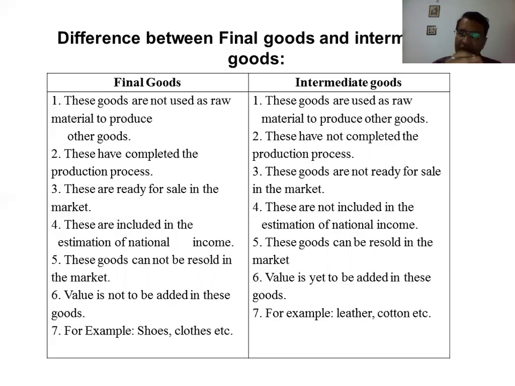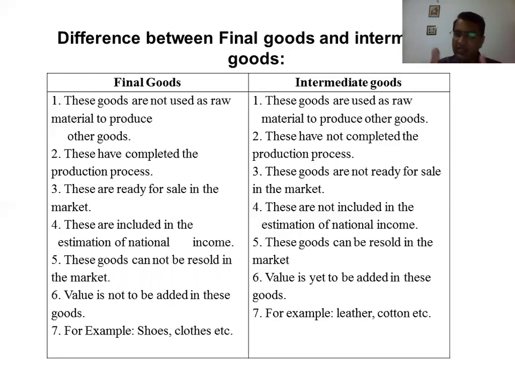So final goods are included in the estimation of national income. The value of these goods is included in the national income, but the intermediate goods' value will not be included in the national income. Final goods cannot be resold in the market. It means they are finally used or finally consumed, so they cannot be resold, but intermediate goods can be resold in the markets.